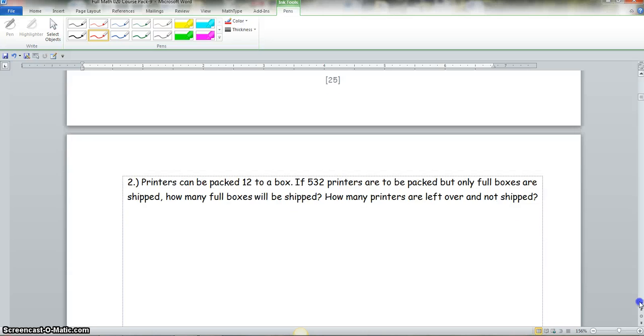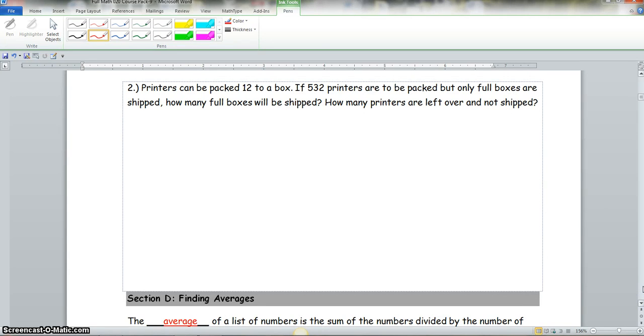Now we scroll down here to number 2. It says printers can be packed 12 to a box. If 532 printers are to be packed, but only 4 boxes are shipped, how many full boxes will be shipped? And then it asks how many printers are left over and not shipped. So we would still do a division problem here. Okay, so we're going to take 12 and we're going to divide it into 532.